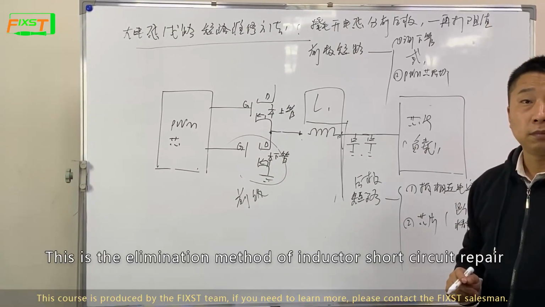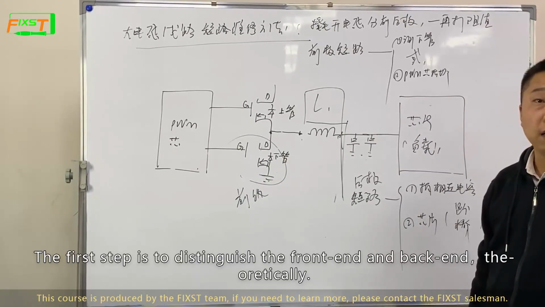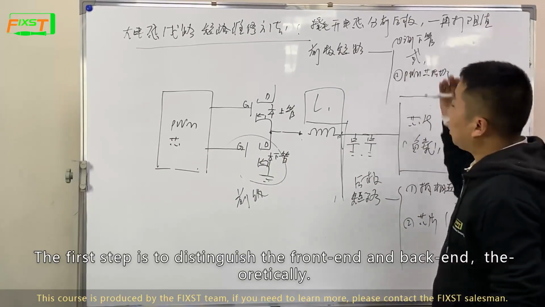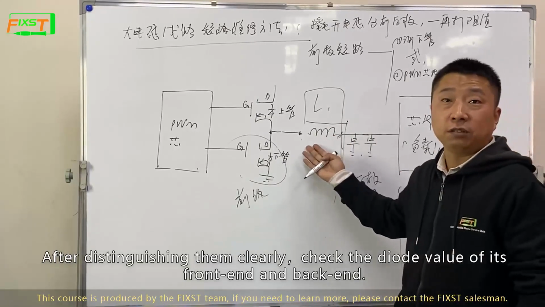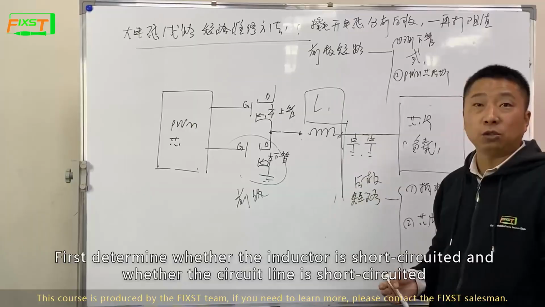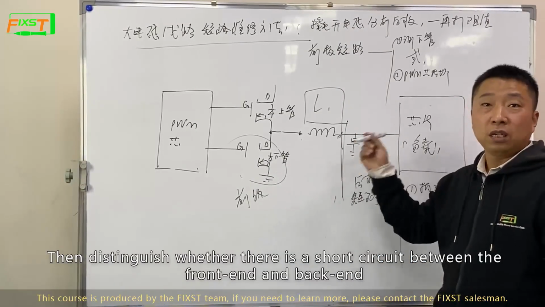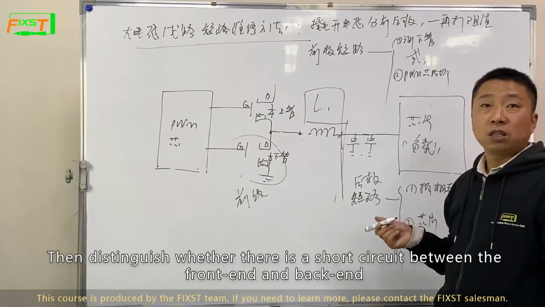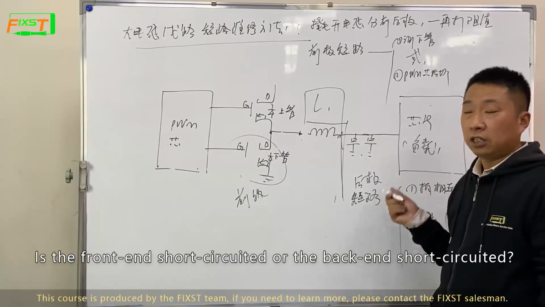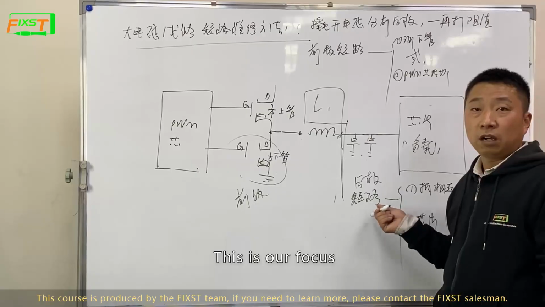This is an elimination method for inductor short circuit repair. The first step is to distinguish the front end and the back end theoretically. After distinguishing them clearly, check the diode value of the front end and the back end. First determine whether the inductor is short-circuited and whether the circuit line is short-circuited. Then distinguish whether there is a short circuit between the front end and the back end. Is the front end short-circuited or the back end short-circuited? This is our focus.